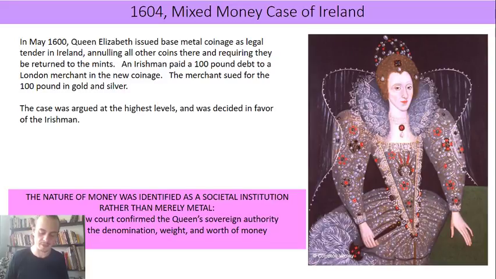An Irishman then paid a £100 debt to a London merchant in the new coinage. The merchant sued for the £100 in gold and silver coin. The case was argued at the highest levels and decided in favor of the Irishman. It formally restated many of the concepts of money lost in the dark and medieval ages from Aristotle. Key elements of the decision include the nature of money being identified as a societal institution rather than merely metal.